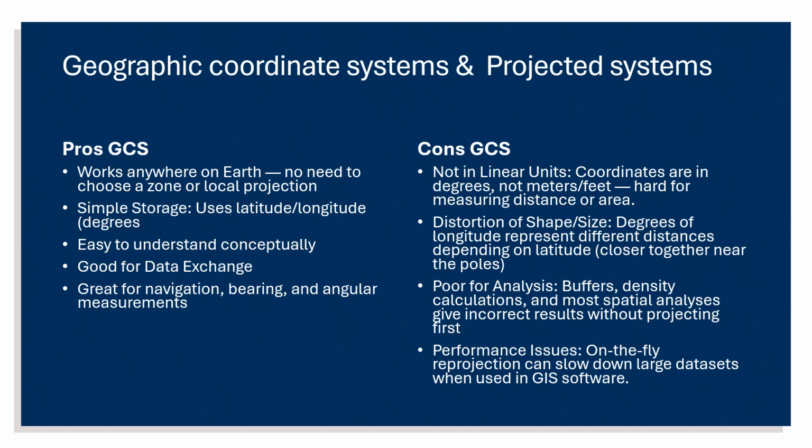What are the cons? Well, there's no linear units, so you're going to be in degrees, not meters or feet, so it makes it really hard to measure distance and area. There's also distortion of shape and size. Degrees of longitude represent different distances depending on the latitude that you measure them at, because those lines get closer together as you near the poles.